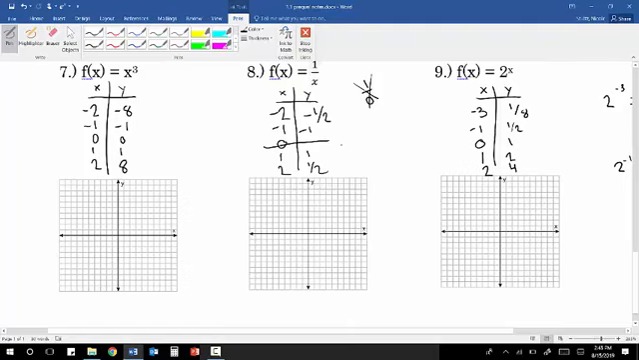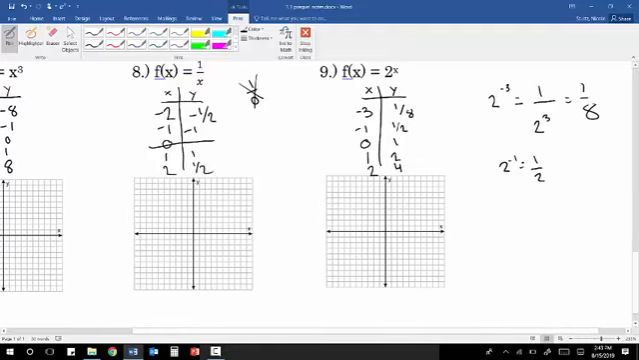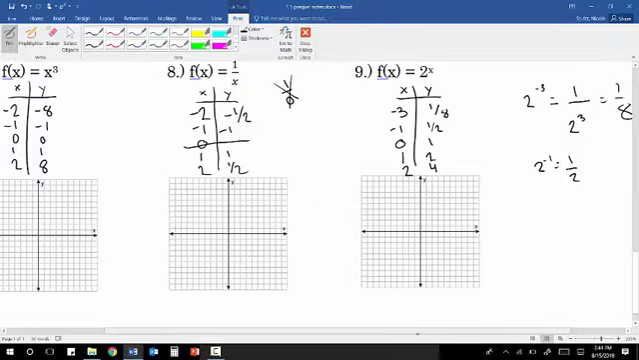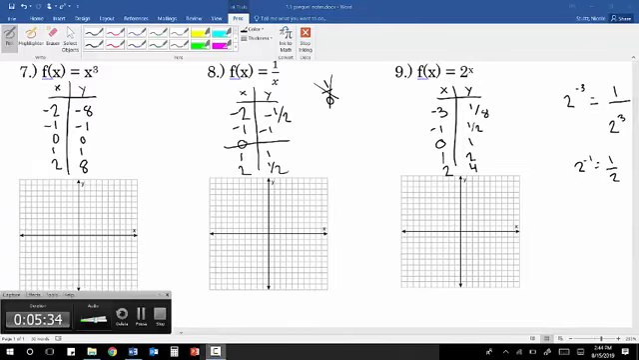And then for number 9, you should have got some fractions. So remember, negative exponents mean fractions. They don't mean negative answers. So 2 to the negative third is 1/8. 2 to the negative 1 is 1/2. So make sure you don't have -8 and -2 on here. That's not right. So what you're going to do next is plot the points and then try your best to connect them, and we'll see how our graphs match up.